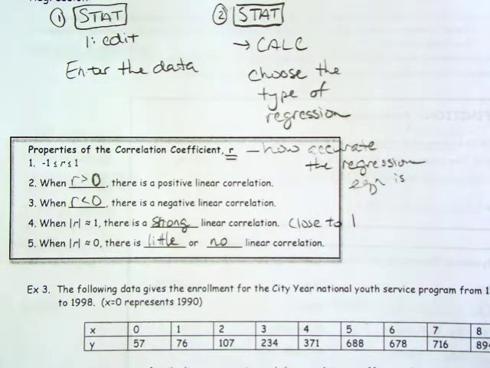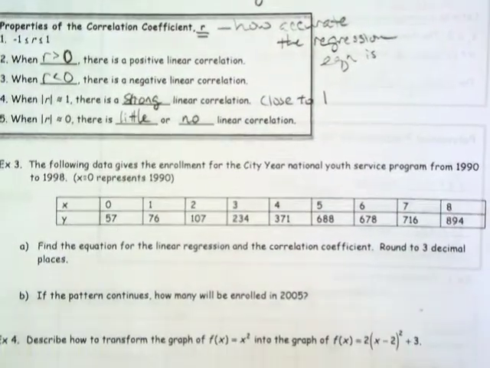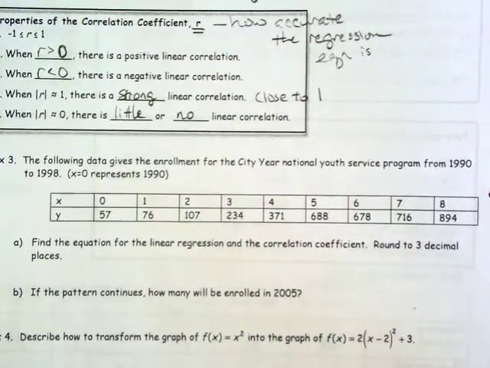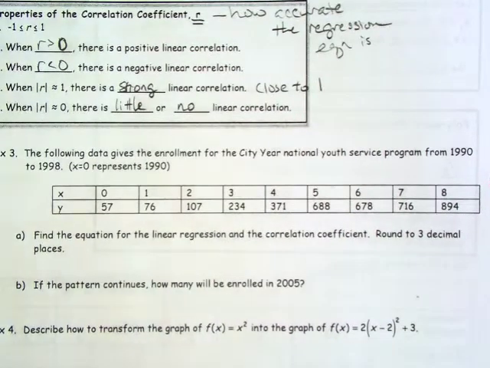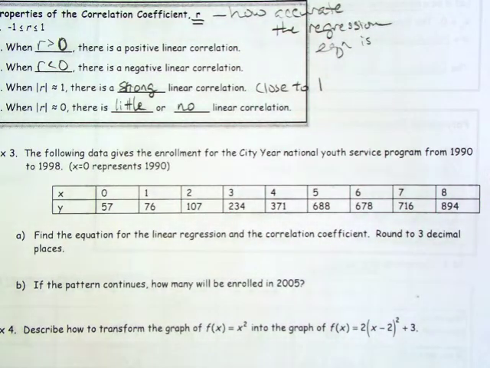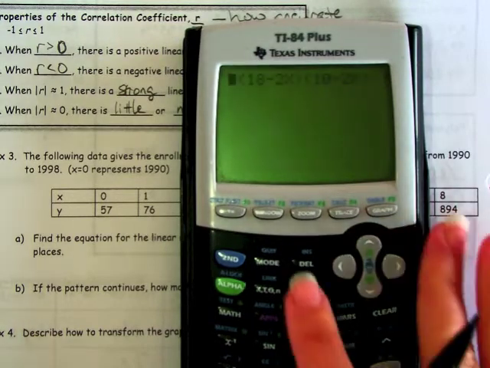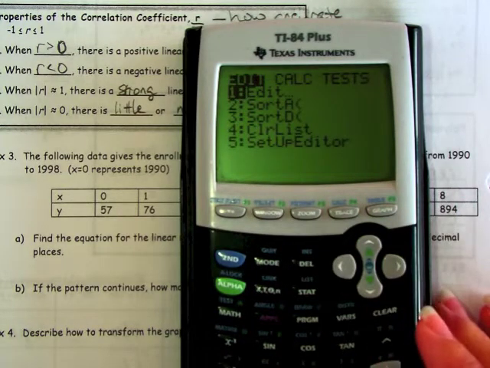Okay, so let's walk through actually going through this whole process. Here we're given a table of values to work through and find, in this case, a linear regression, and then to look at the correlation coefficient. So here we go. We're going to first do all those steps. We're going to first start by going to Stat and Edit, and we're going to enter in our data.